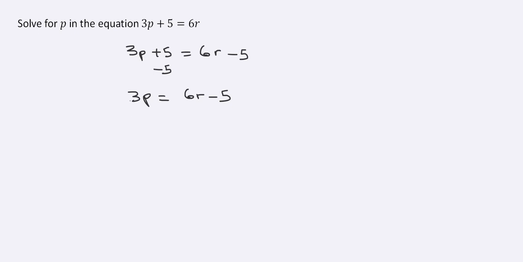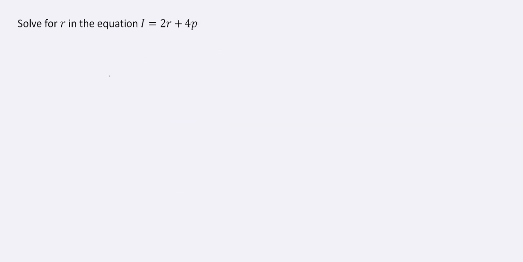But we have a coefficient of 3, so we need to get a coefficient of 1 by dividing by 3 on both sides. So now we have p is equal to 6r minus 5, divided by 3.